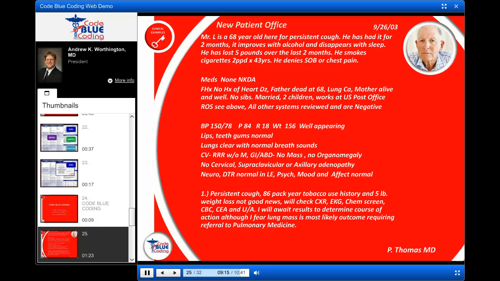1. Persistent cough. 86 pack per year tobacco use history and 5-pound weight loss, not good news. We'll check chest x-ray, EKG, chem screen, CBC, CEA, and UA. I will await results to determine course of action, although I fear lung mass is most likely outcome requiring referral to pulmonary medicine.